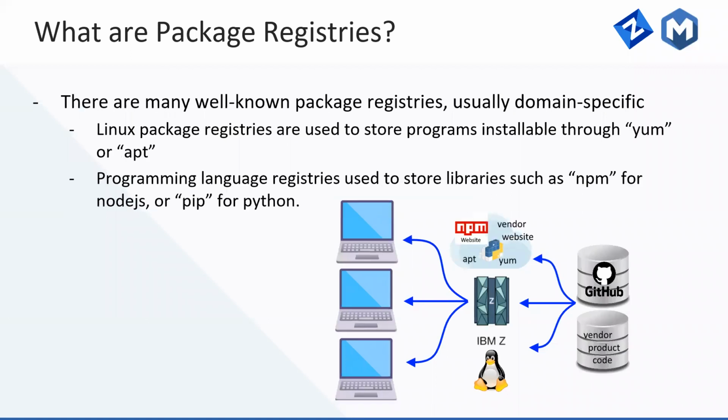And these registries, there are quite a bit of them in the wild, but they're usually domain specific. So you could think of, if you're a Linux user, you may have used yum or apt to install software on a Linux box. That's a package registry, but it's specific to installing Linux programs. These programs don't exist, for example, for Windows. But there are other types.